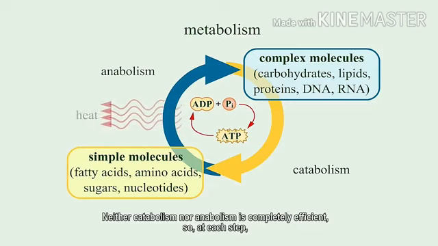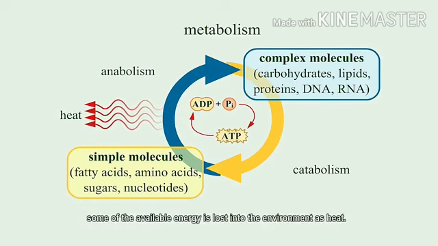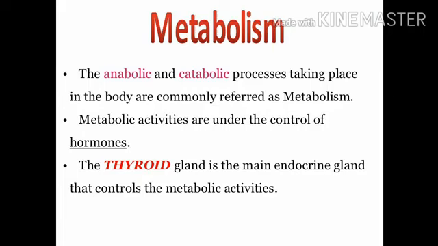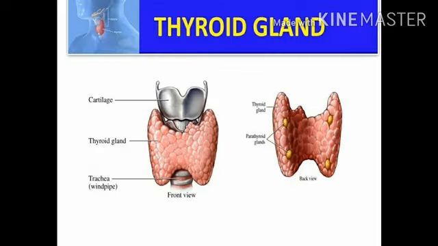Neither catabolism nor anabolism is completely efficient, so at each step, some of the available energy is lost into the environment as heat. The anabolic and catabolic processes taking place in the body are commonly referred to as metabolism. The metabolic activities are under the control of the secretions of the endocrine glands called hormones. The thyroid gland is the main endocrine gland that controls the metabolic activities. So let's see in detail the thyroid gland.